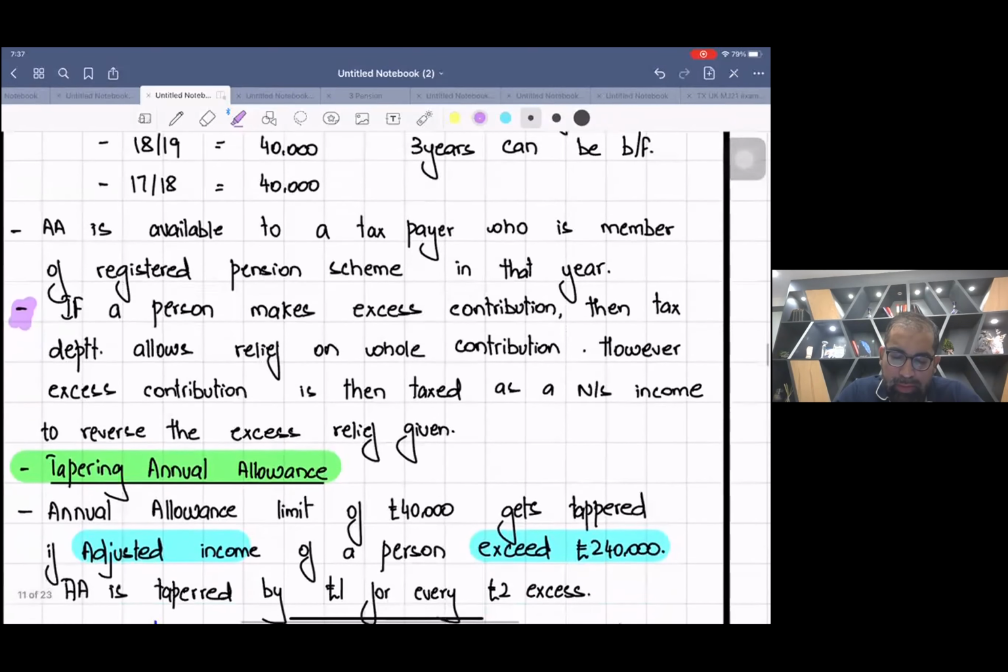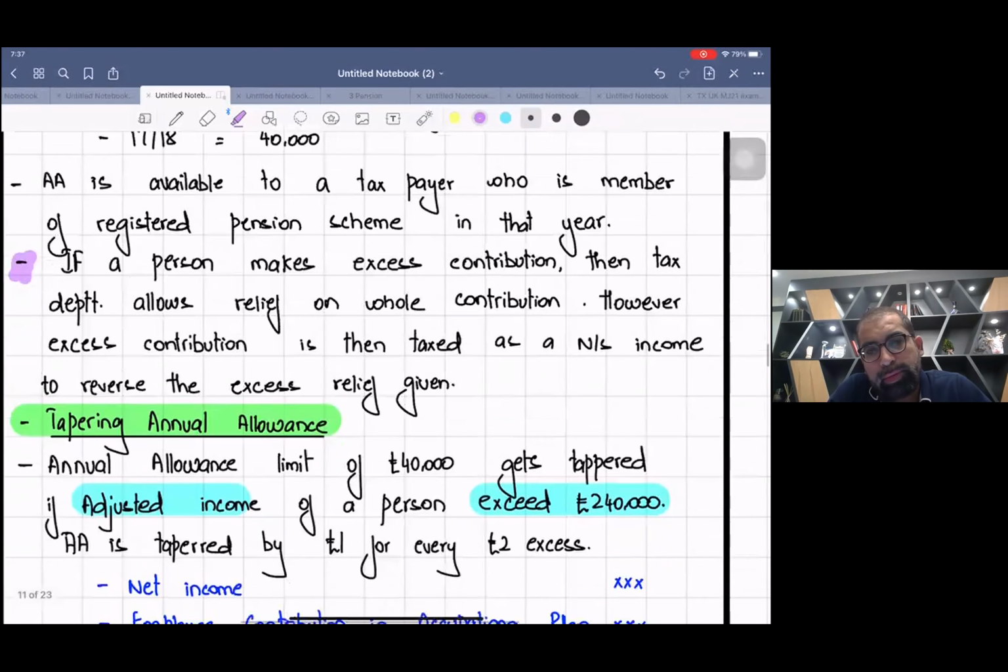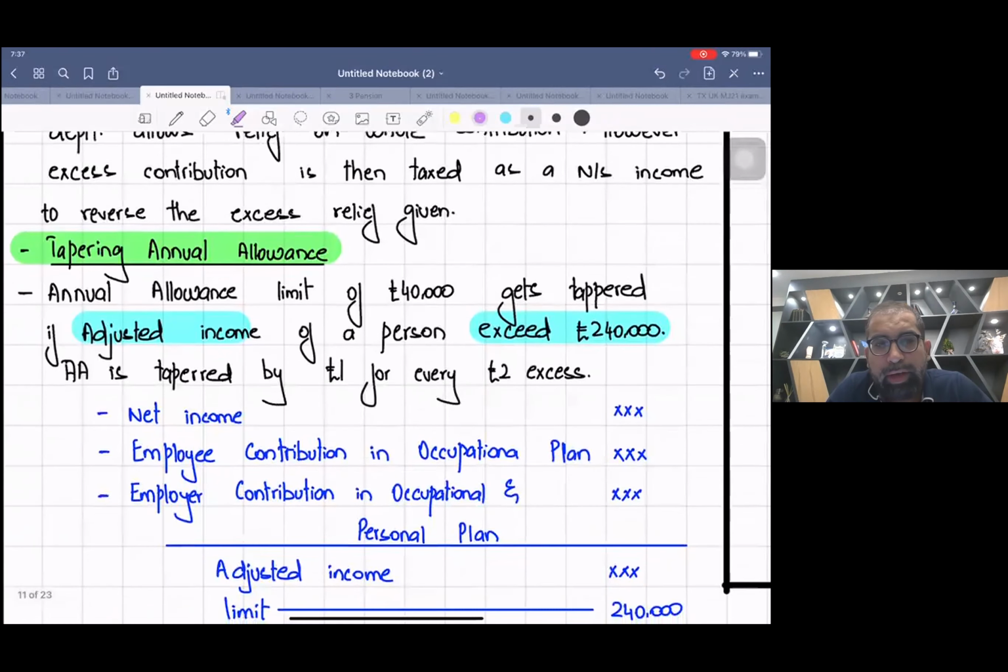Now, a few more things are coming. I know there are a lot of things to learn, but this is your paper. You have tapering of annual allowance. Listen, annual allowance will be reduced if your AI, adjusted income, is greater than 240,000. I repeat, the normal annual allowance for 2021 is 40,000. Now I am talking about pure 2021.